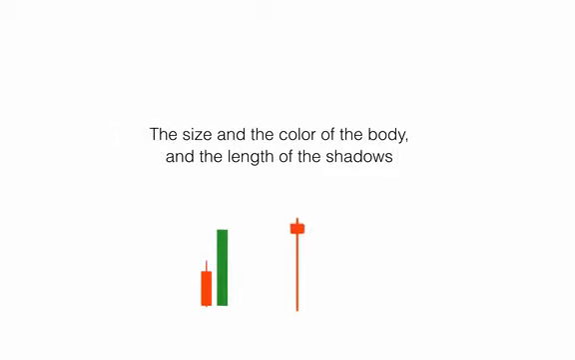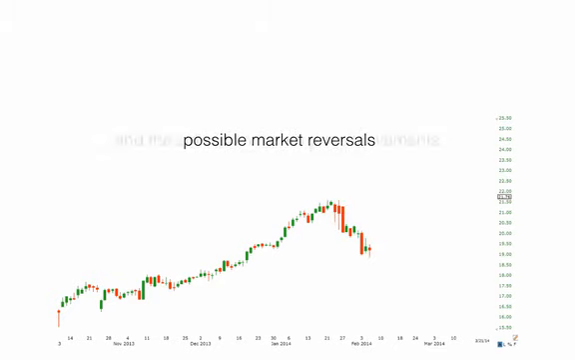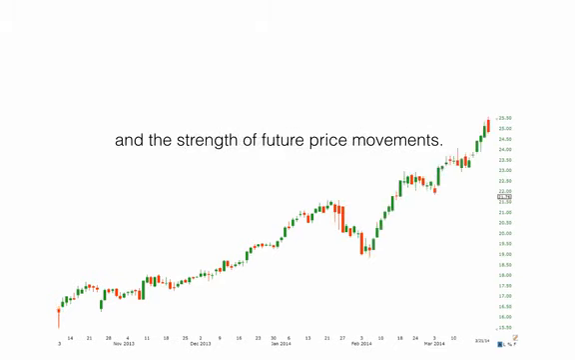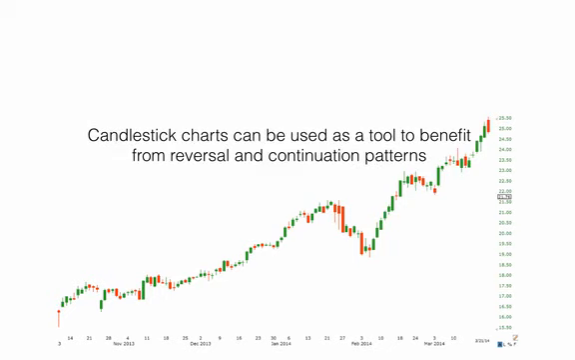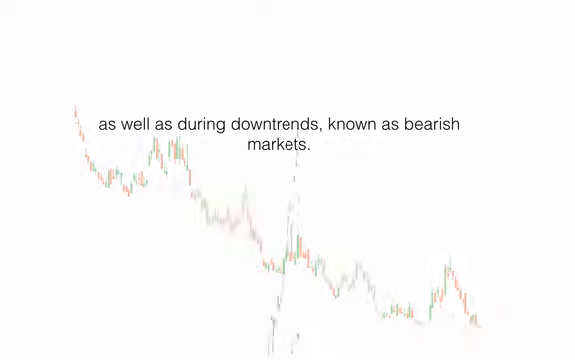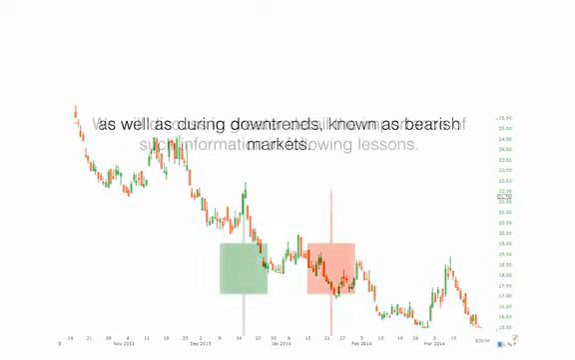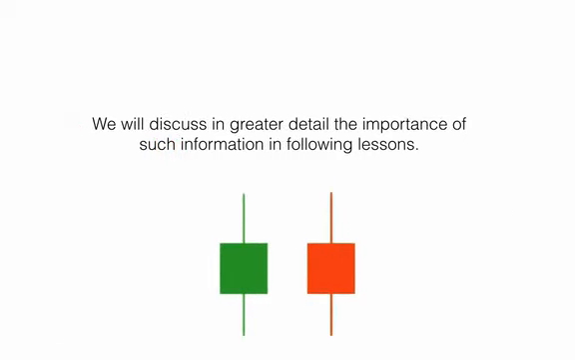The size and the color of the body and the length of the shadows are very important information regarding the current market direction, possible market reversals, and the strength of future price movements. Candlestick charts can be used as a tool to benefit from reversal and continuation patterns during uptrends, known as bullish markets, as well as during downtrends, known as bearish markets. We will discuss in greater detail the importance of such information in following lessons.